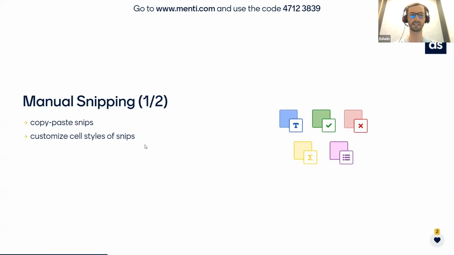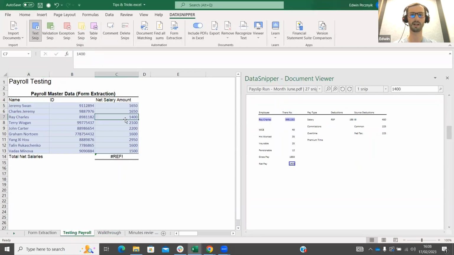So how you can customize the cell styles of the snips. As I'm sure that you are aware of, each snip has a different cell style. For example, when you place a text snip, it will create a blue cell in your workbook. When you create a validation snip, it will create a green cell. With an exception snip, it's a red cell. With a sum snip, it's a yellow cell.